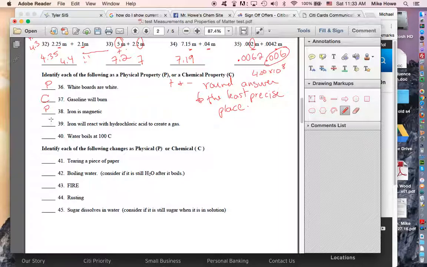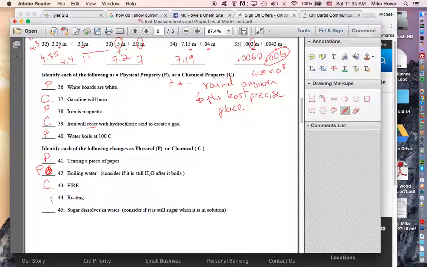And iron will react with hydrochloric acid. Key word here was react, so that'd be a chemical property. And water boils at 100 degrees. Since boiling doesn't change water, the boiling point is just a physical property, and boiling itself is a physical change. As is tearing a piece of paper, because you tear the piece of paper and it's just paper. And once again, if you boil water, it's still water after it boils, so that's physical. Oh, shoot, I said that wrong earlier. And then fire means you're burning something. So if you're burning something, you're changing its identity, so that'd be chemical.